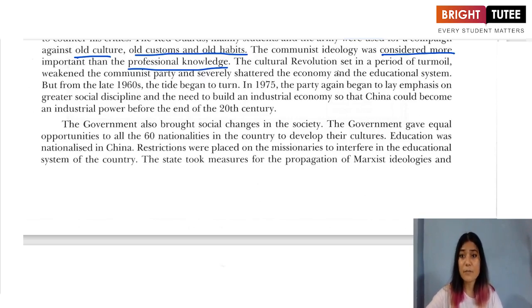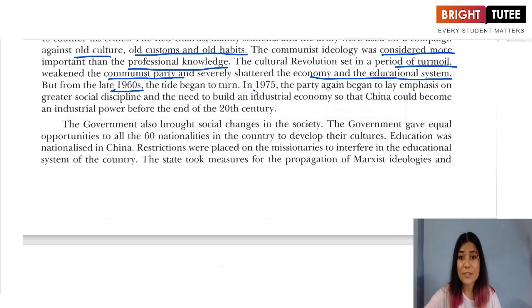Now, the Cultural Revolution was set in a period of turmoil, a period of instability within the country. Because of this, the Communist Party was affected by such turmoil, and it led to a weakening of the economy and educational system of China as well. But from the late 60s, a new change emerged.